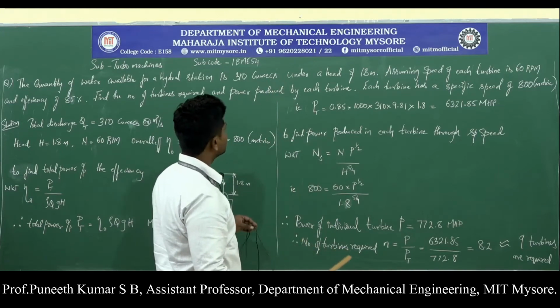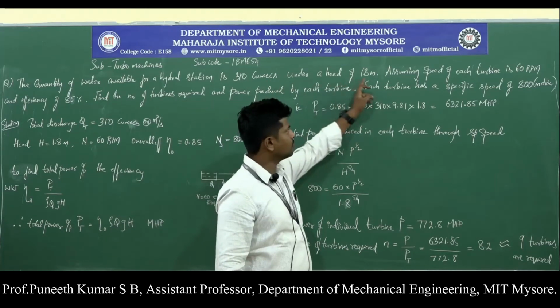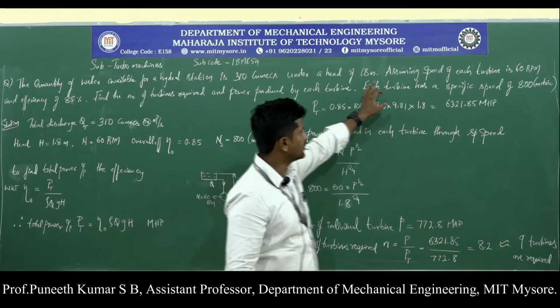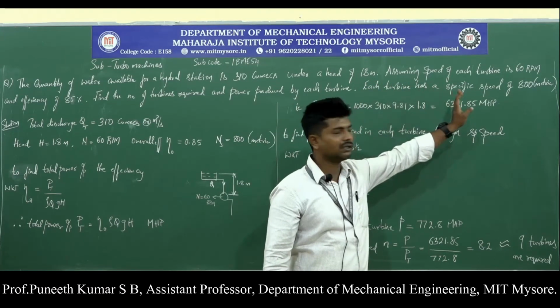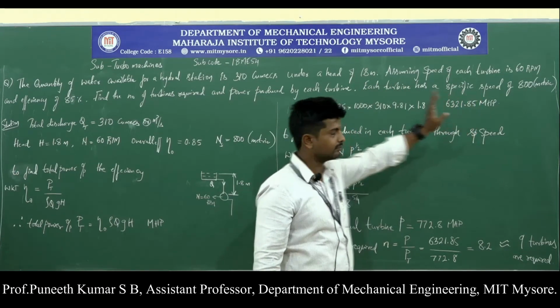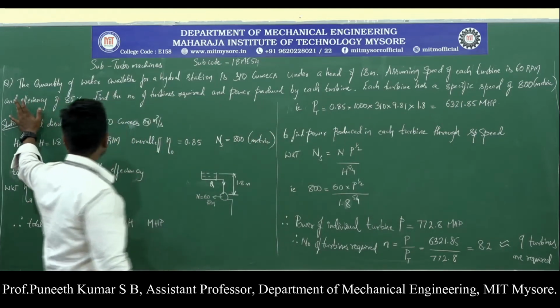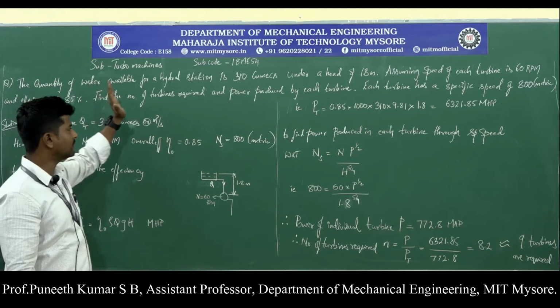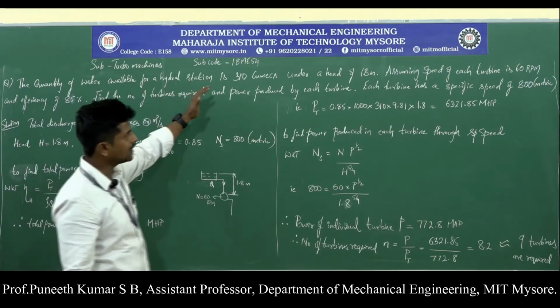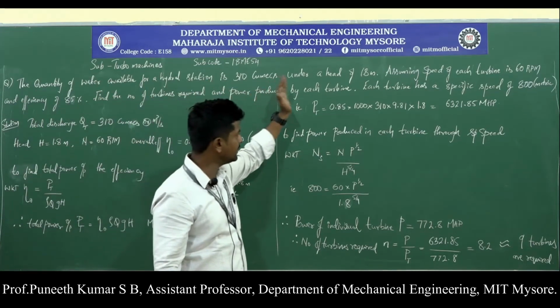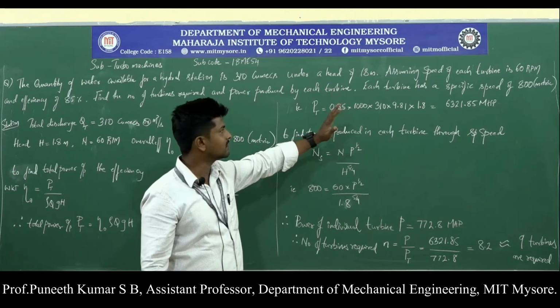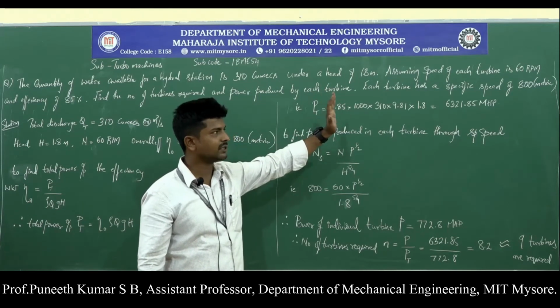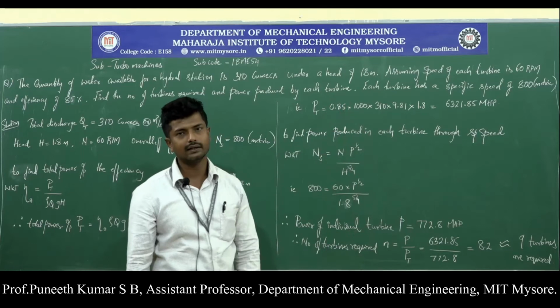Okay. Next, under a head of 1.8 meter. Assuming speed of each turbine is 60 rpm and efficiency of 85%. Find the number of turbines required and power produced by each turbine. Each turbine has a specific speed of 800 metric.